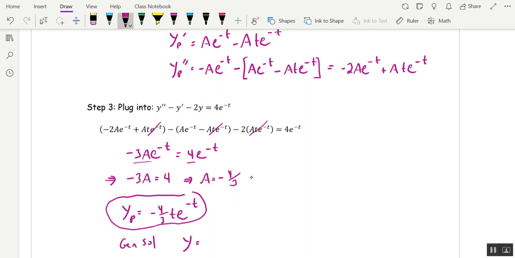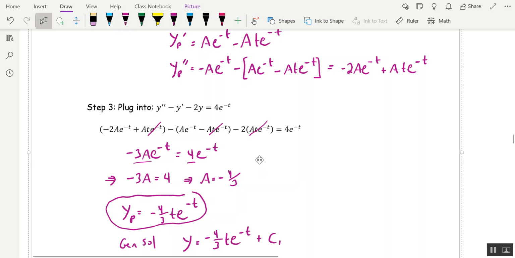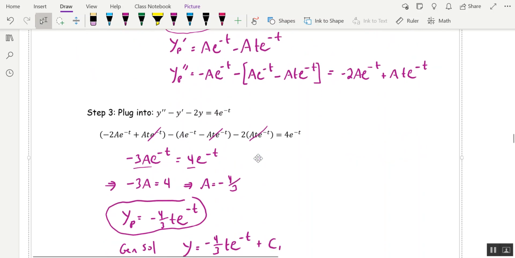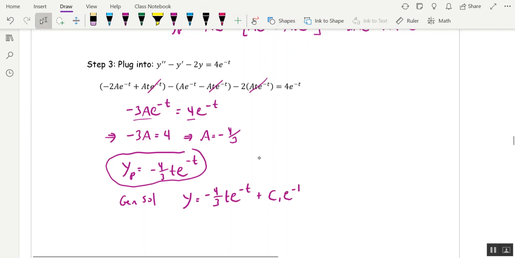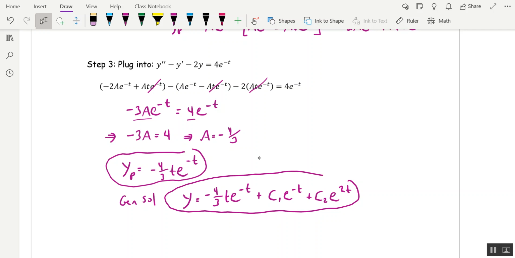So I get y equals negative 4/3 t e to the negative t plus c1 e to the negative t plus c2 e to the 2t. I don't think you're going to be asked for the general solution until you get to the next section. In this section, they're going to ask you just for a particular solution, but you may as well learn how to do both right now. There's no reason to wait.